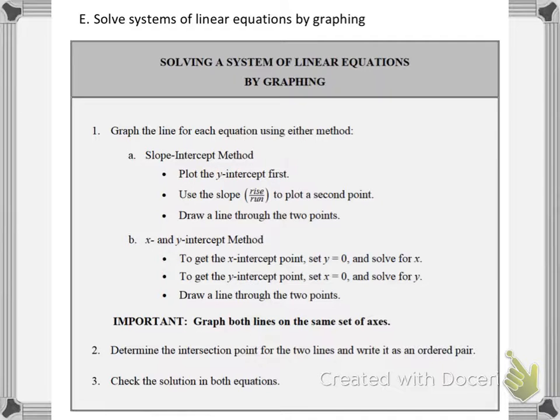This is a summary of how to solve a system of linear equations by graphing. Notice that you can use either of these methods, the slope-intercept method or the x and y-intercept method, to plot your graph. It's up to you. It's important that you graph both lines on the same set of axes. Once you've plotted both lines, you need to determine the point of intersection and write it as an ordered pair, and then at the end you can always check the solution in both equations. Let's get started.